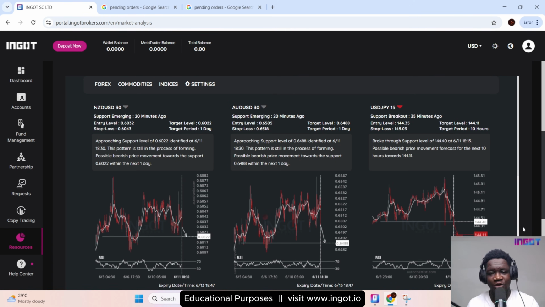That is when you log into your account, as you can see on your screens. You scroll down, you go to resources, and you would see these trading signals. As you can see, it tells you when to enter, when to exit, and all of that.